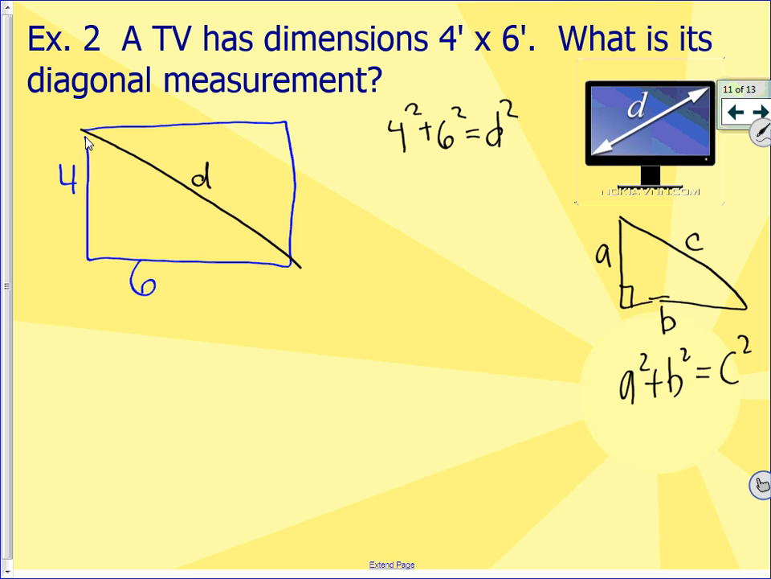So what's 4 squared plus 6 squared? 16 plus 36, that's 52. And then, to solve, we take the square root of both sides to get it to be d and not d squared. What's the square root of 52? Charlie? 7.21. Okay, 7.21. And we're talking feet. That little line means feet.